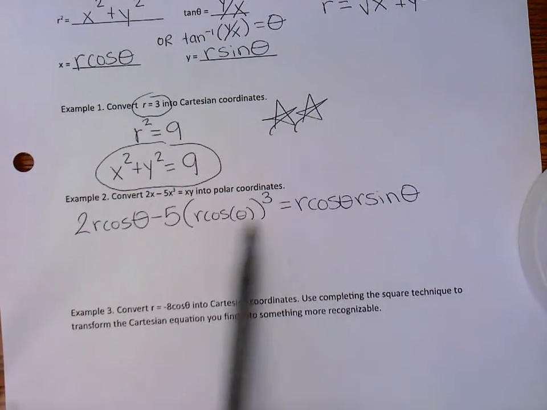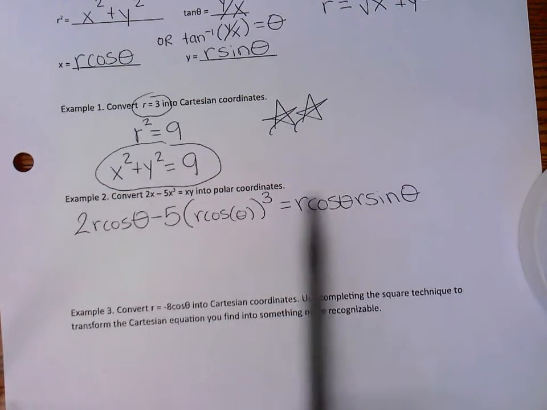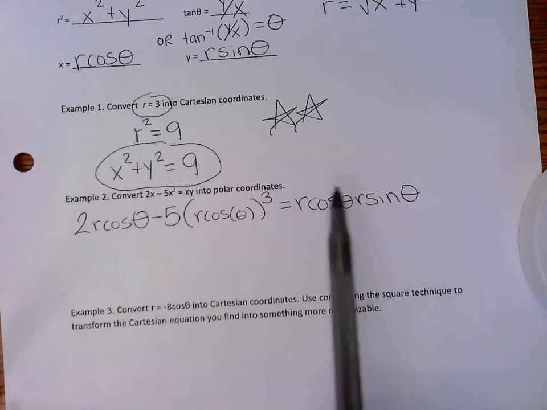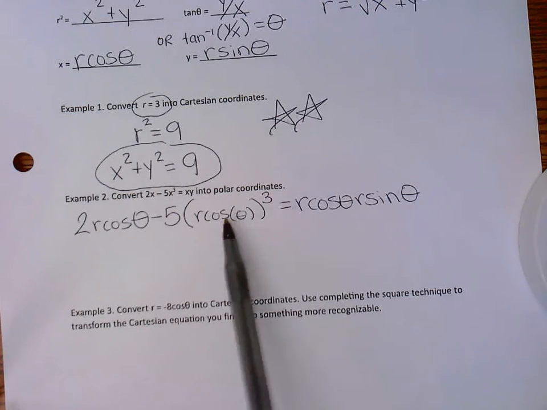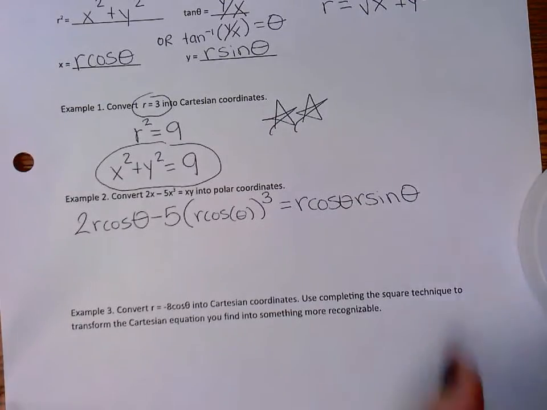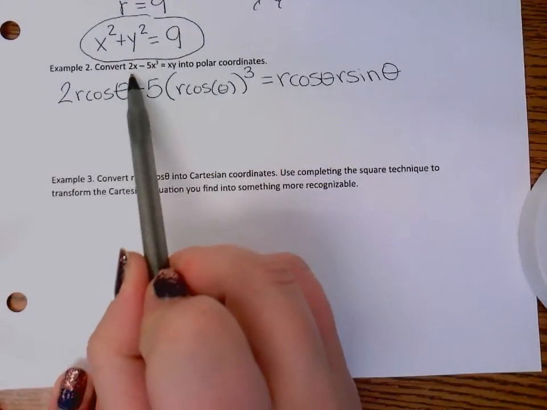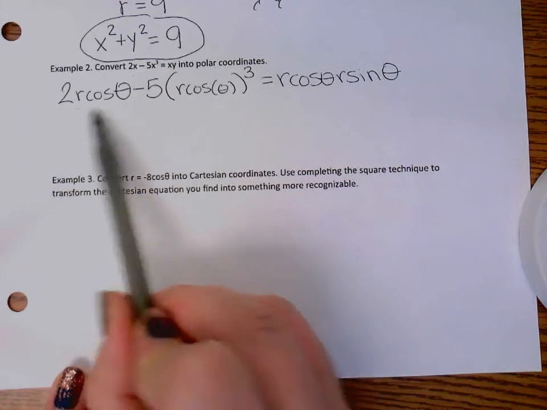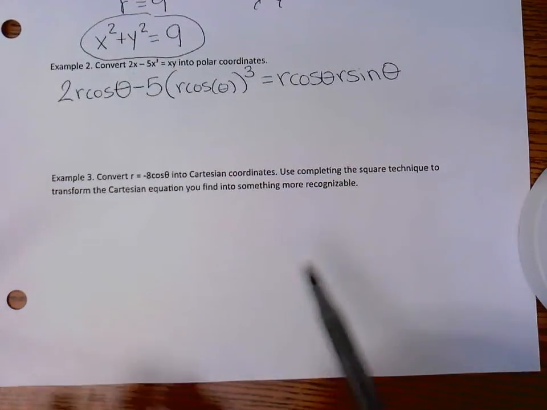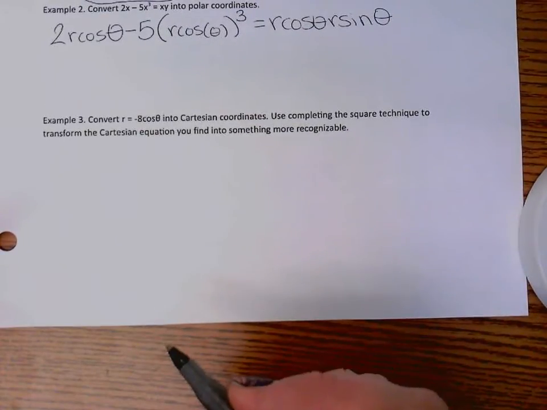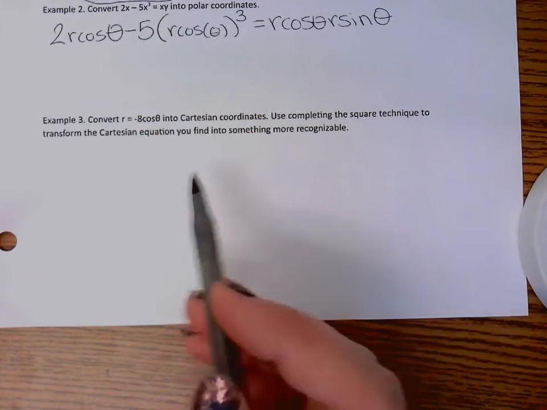This is not any simpler to me, and I have no idea what this would look like. I can't even graph this on the calculator because you'd have to have r equals on one side. So definitely not simpler, just kind of practicing going between the two forms. So your only goal is to get rid of the x's and the y's and turn them into thetas and r's.